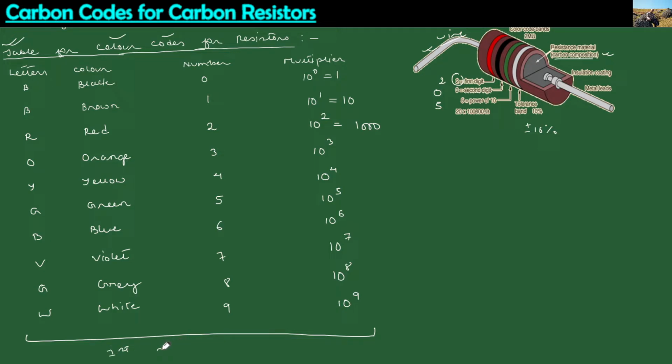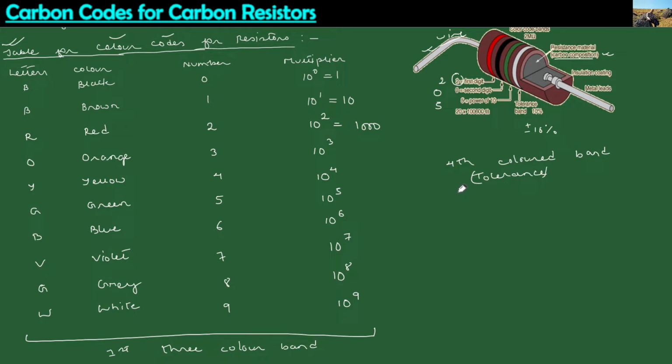So the first three color bands will take all those values written on that table. Now, when we come to the fourth color band, what does it indicate? It indicates the tolerance, the percentage of resistance, the tolerance.